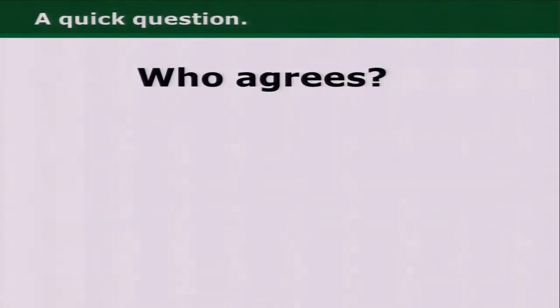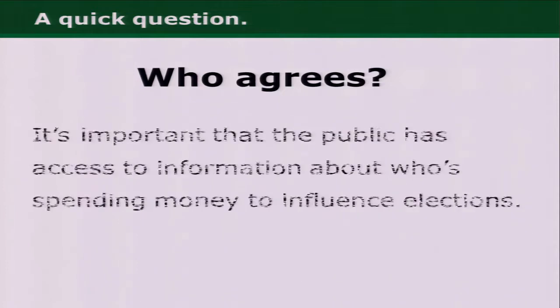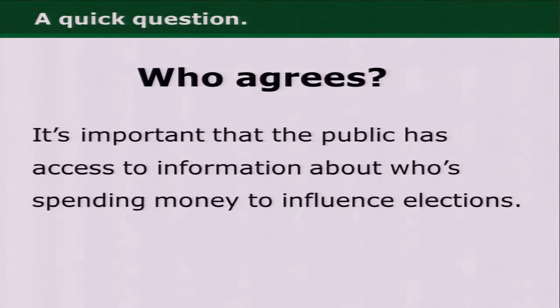I'm Jay Costa. I'm the program director at MapLight, which is a nonpartisan research organization that reveals money's influence on politics. So I'd like to start today by asking you a quick question, which is whether you agree or not with the following statement. If you agree, go ahead and just raise your hand. It's important that the public has access to information about who's spending money to influence elections.